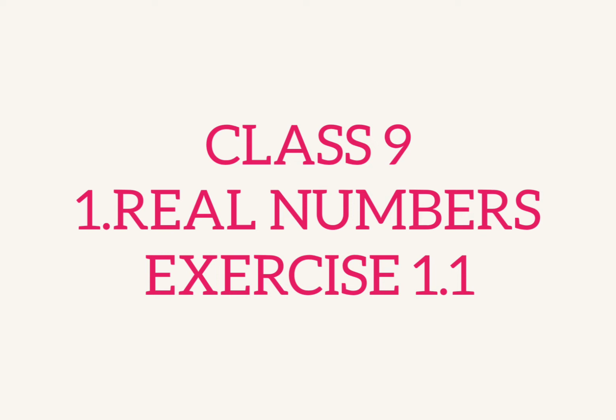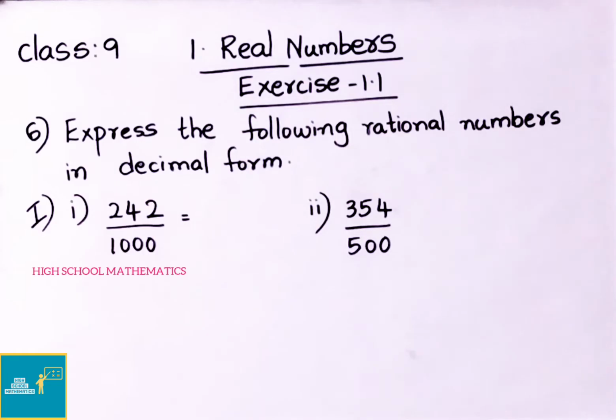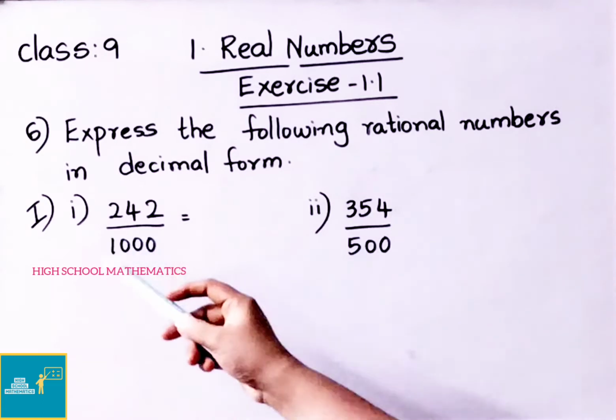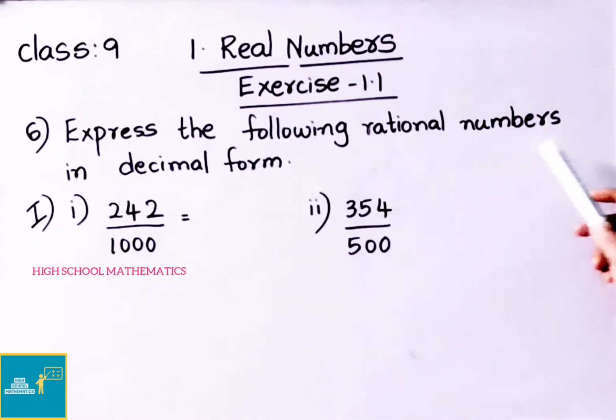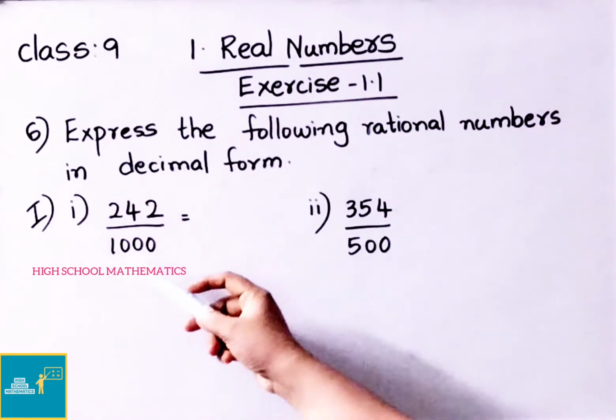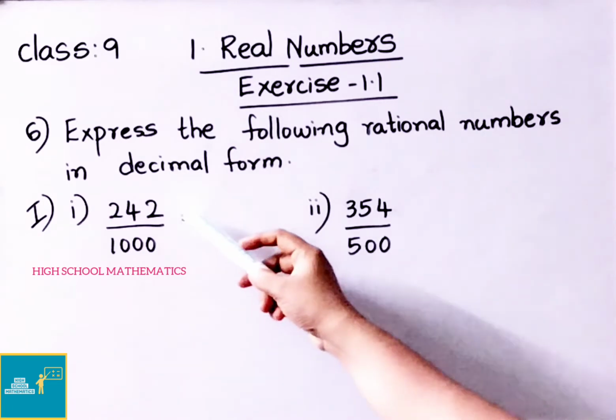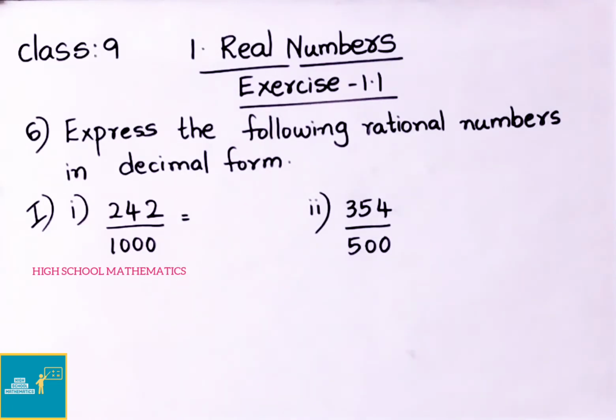Today we are going to learn Class 9 Chapter 1 Real Numbers Exercise 1.1, 6th sum onwards. Now question number 6. Express the following rational numbers in decimal form. In that, the first Roman numeral, first sum: 242 divided by 1000.